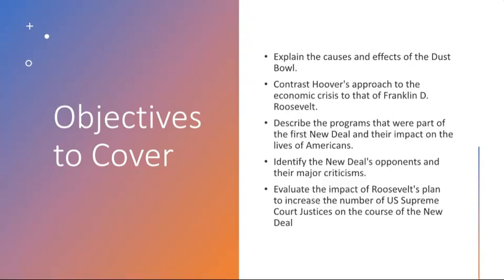So now let's delve deeper into the programs that comprised Roosevelt's first New Deal. The first New Deal introduced a wide array of programs aimed at addressing the immediate needs of the American people and jump-starting the economy. So from the creation of the Civilian Conservation Corps, the CCC, to the establishment of the Works Progress Administration, WPA, these initiatives provided employment opportunities, infrastructure improvements, and social welfare benefits to millions of Americans.